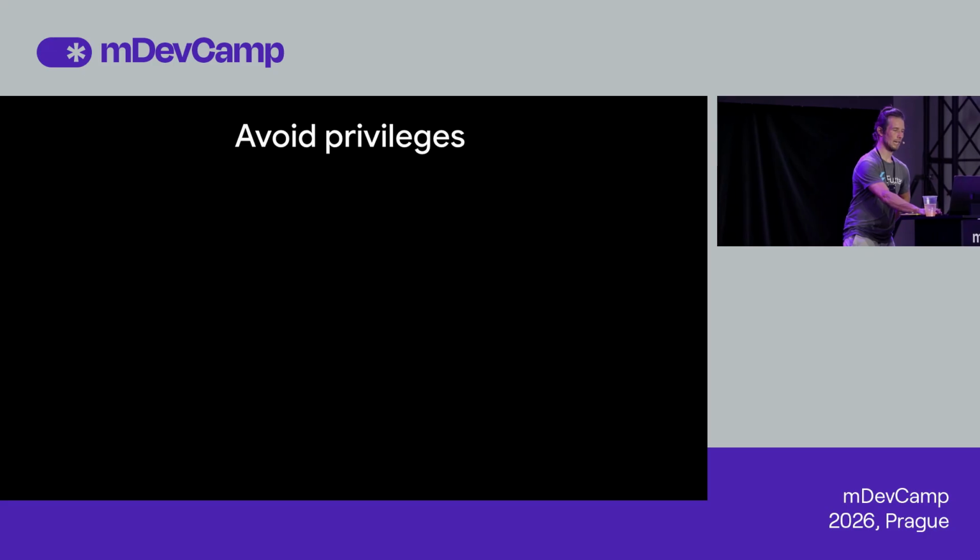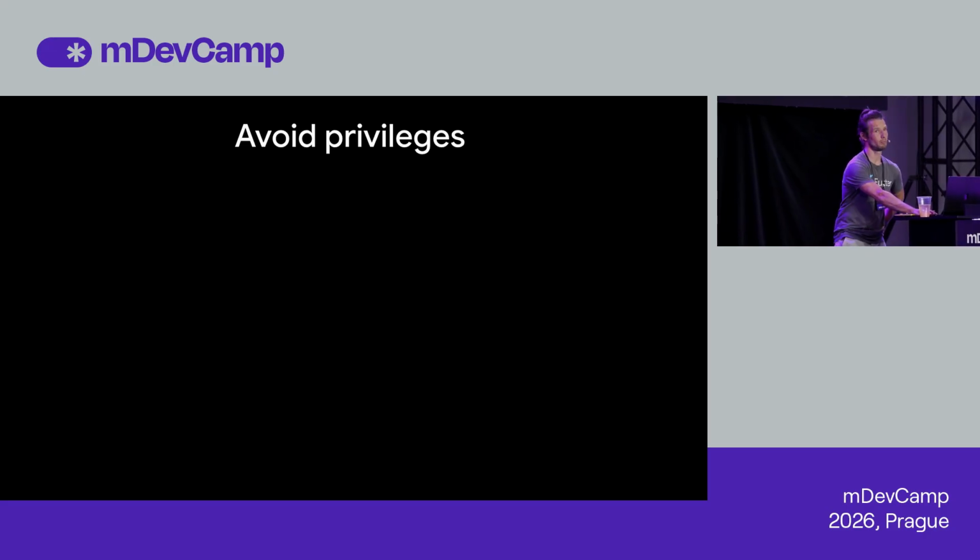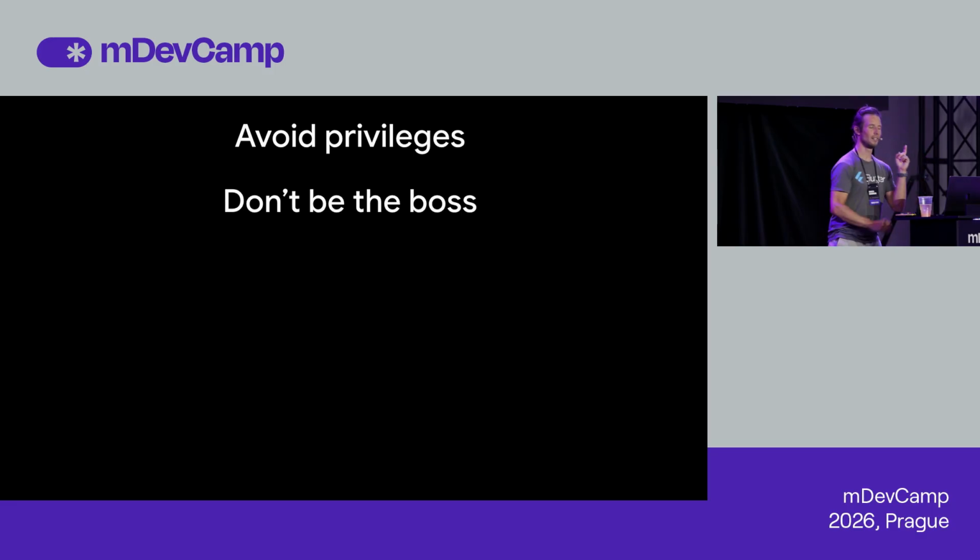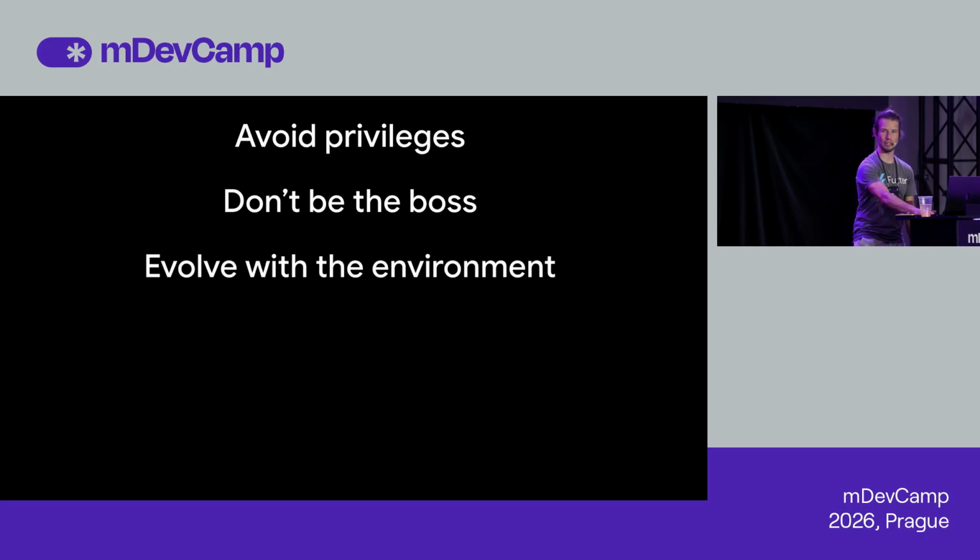And I came up with some principles. Avoid privileges. Solve problems on the right layer. Don't be the boss. Don't assume you're the top layer or the bottom layer, but make it so that someone can use you somewhere in the middle. Evolve with the environment. If your package grows, maybe some problems that used to be solved in your package, maybe they need to be solved as extensions or plugins.